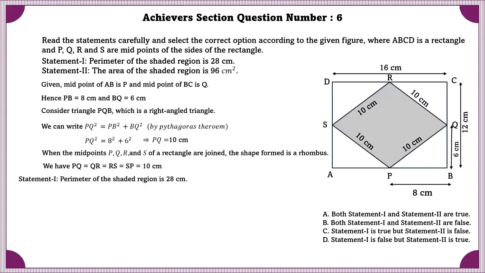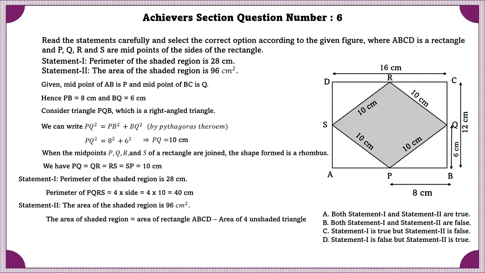Statement 1. Perimeter of the shaded region is 28 centimeters. Perimeter of PQRS, that is the shaded region, is equal to 40 centimeters. Therefore, it is false. Statement 2. The area of the shaded region is 96 centimeters square. The area of the shaded region is equal to area of rectangle ABCD minus area of the four unshaded rectangles, which is equal to 96 centimeters square. Therefore, the statement 2 is true, but statement 1 is false.